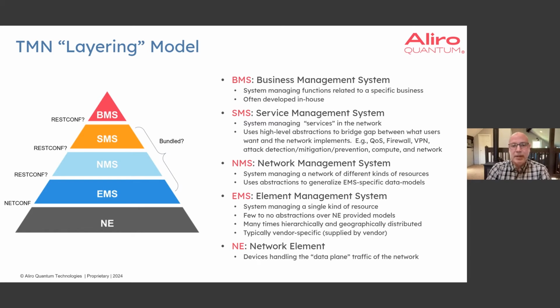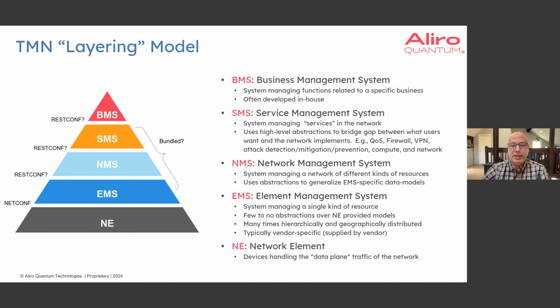The service management system manages services in the network. So it uses high-level abstractions to bridge the gap between what users want and what the network implements. So for instance, you could have services such as quality of service, firewall, VPN, attack detection, mitigation, prevention, compute as a service, network as a service. There's many different kinds of services that could be presented, domain specific. In the quantum networking domain, you might have services like key generation as a service, entanglement as a service, teleportation as a service. So you'd have domain specific services.